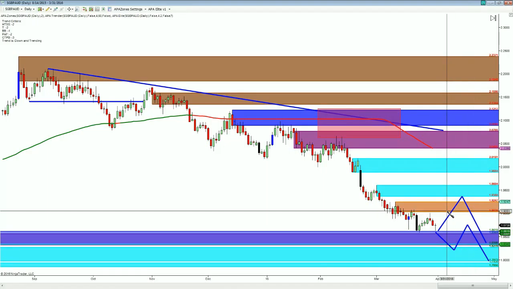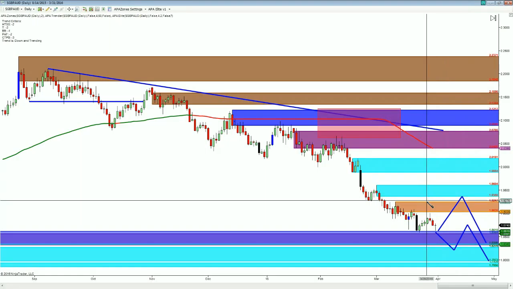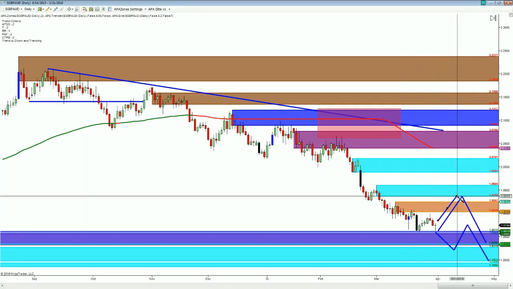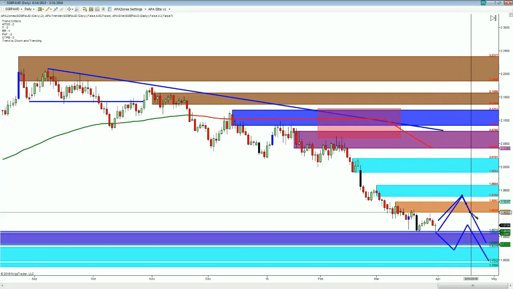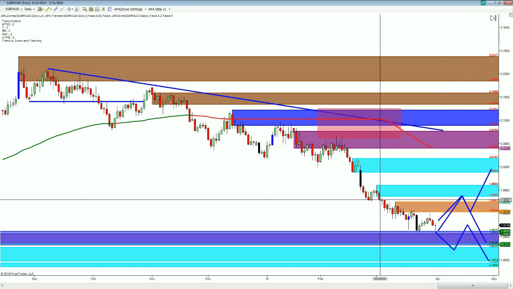Now to the upside, I'm probably going to change colors here, and I think this would be very interesting. How would this look to the upside? Well, let's say that we did this again, but instead we found this kind of action right there.